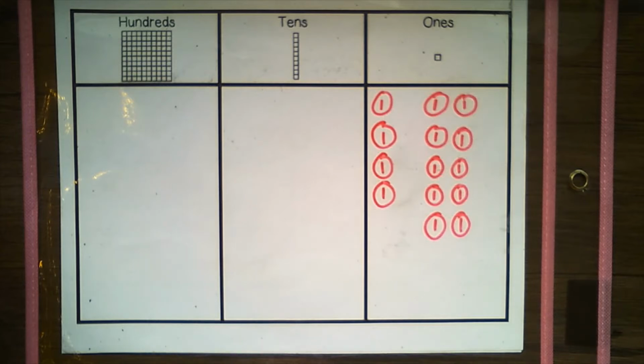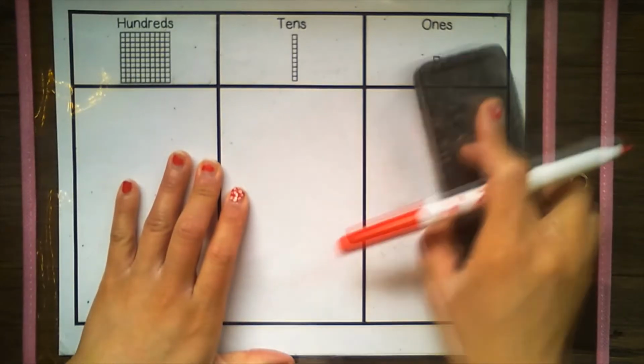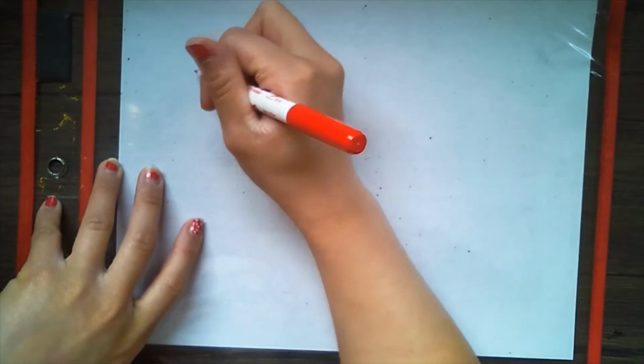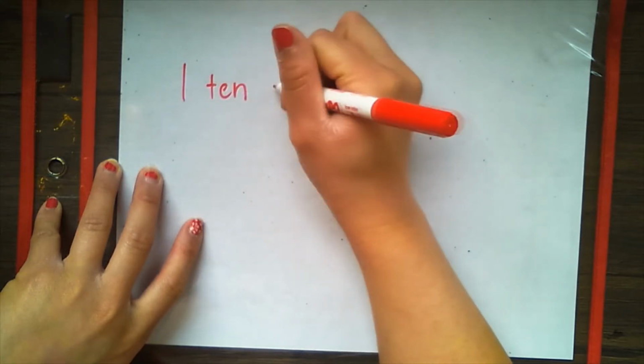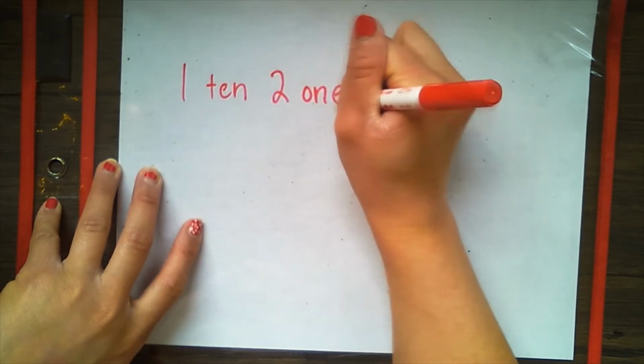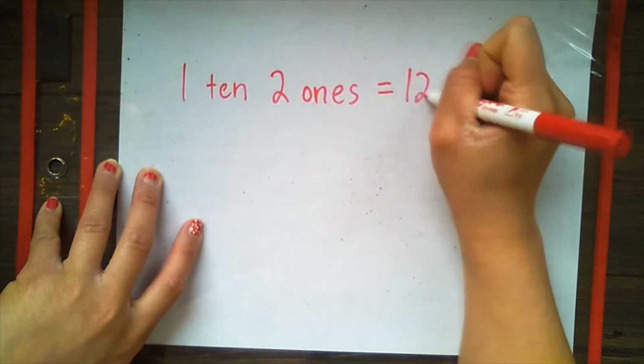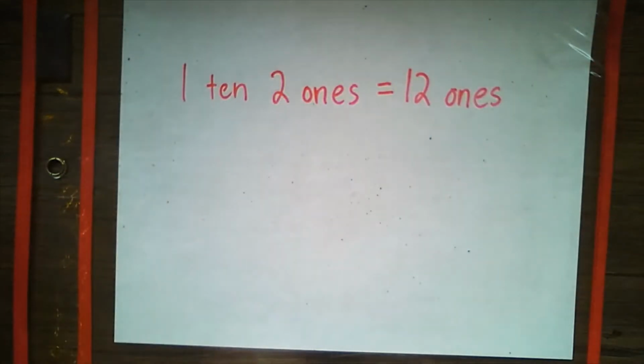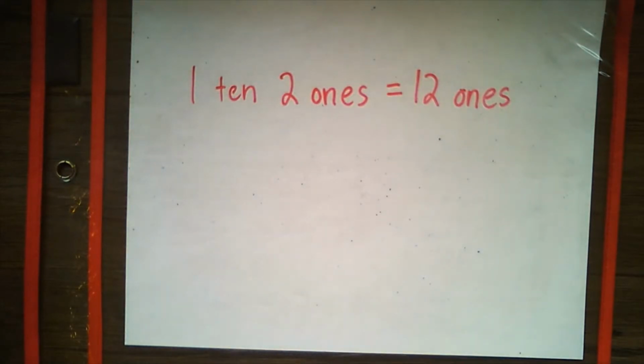Great. Moving on, I'm going to go ahead and erase this, and then I'm going to pull a blank sheet because I want us to take a look at a statement that I'm going to share with the class. 1 ten and 2 ones is equal to 12 ones. I want you to pause the video here, my friends, and tell a friend or a family member why this statement is true. Then we will come back and talk about it as a team.